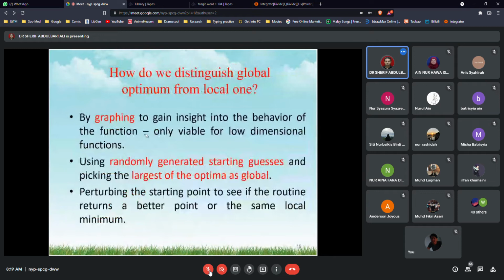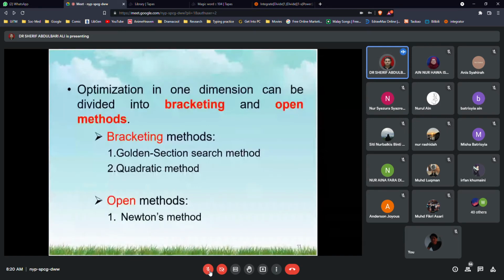Before we start the methods, just to tell you that there is a classification of optimization in one dimension. It can be divided into bracketing and open methods. Since today we are going to cover three methods, the bracketing methods are the golden section and the quadratic methods. These are under brackets, which means you have more than one initial value. Here you have two initial values, x lower and x upper. Here you have three initial values. Newton's method is considered an open method. You only have one single initial value. Okay.